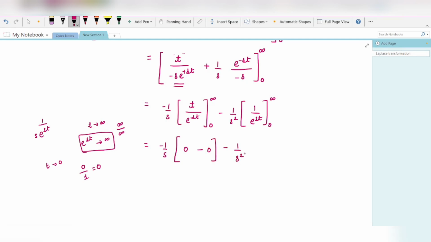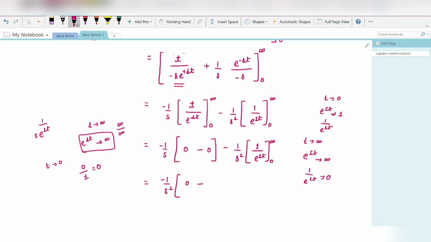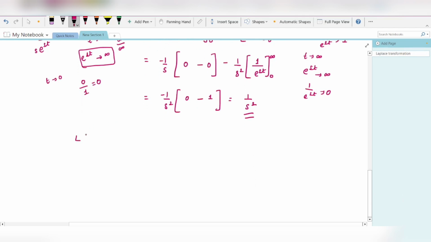Now minus 1 by s square. Now 1 by e raised to st, we have to evaluate the limit of this. So we are having minus 1 by s square. As t tends to infinity, e raised to st is also tending towards infinity, and therefore 1 by e raised to st is tending towards 0. So we are having 0 minus. Now as t tends to 0, e raised to st is tending towards 1, so 1 by e raised to st is tending towards 1, and therefore we have 1 here. And hence the answer is 1 by s square. So what are we getting? We are getting that the Laplace transformation of t is 1 by s square.